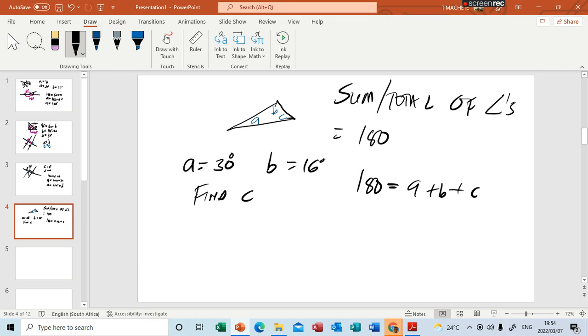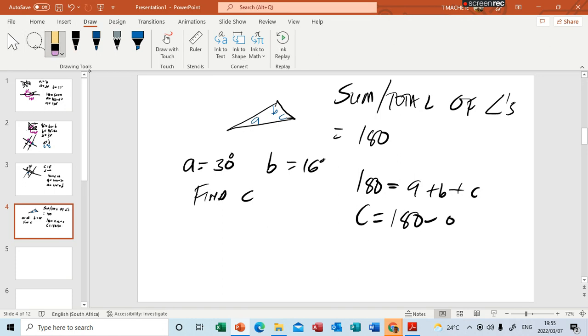That's what you must do. So you're going to make C the subject of the formula, and then you're going to say C is equal to 180 minus 30. Okay, you can do this.